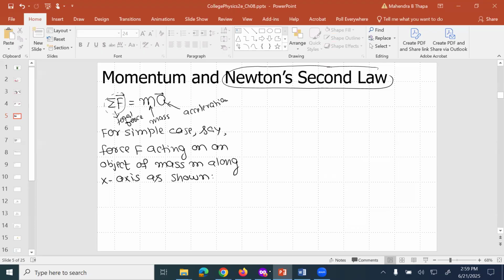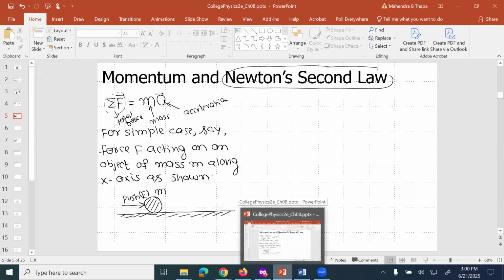For simplicity, let's take this example. This is the floor or ground. Say this object has a mass m. We are applying a push force parallel to the x-axis. Say this force is F, just one applied external force.